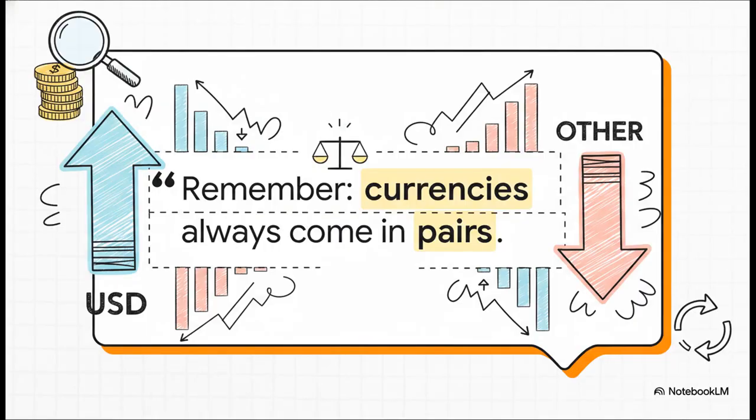But here is an absolutely critical point you have to remember. Currencies always trade in pairs. The US dollar doesn't just get stronger in a vacuum. It gets stronger relative to another currency that maybe has lower interest rates or a weaker economy. It's always a comparison one against the other.